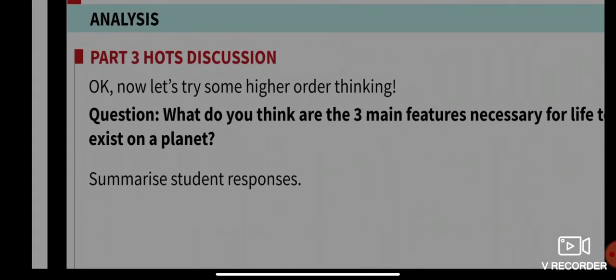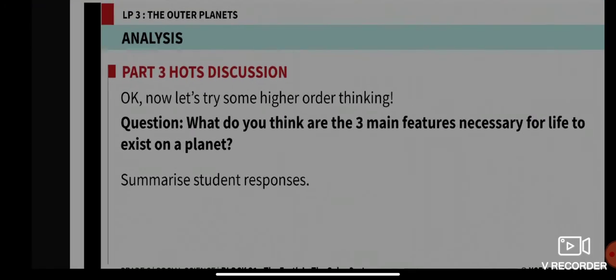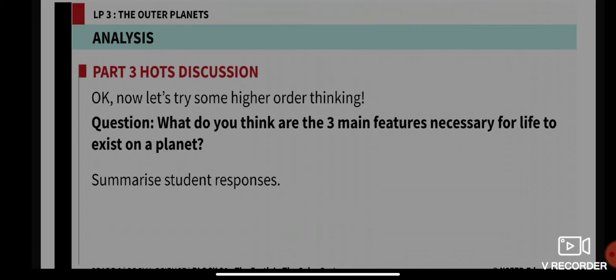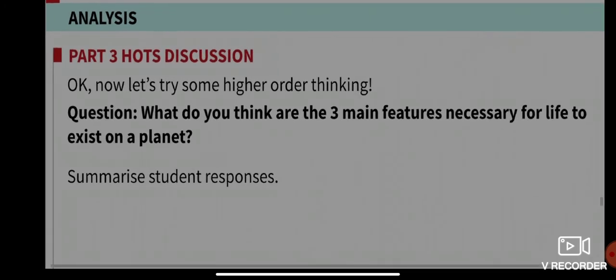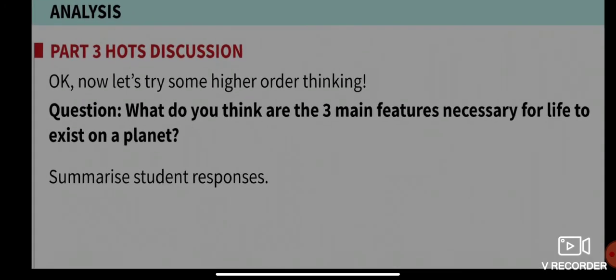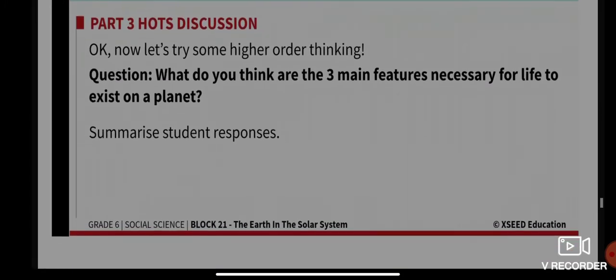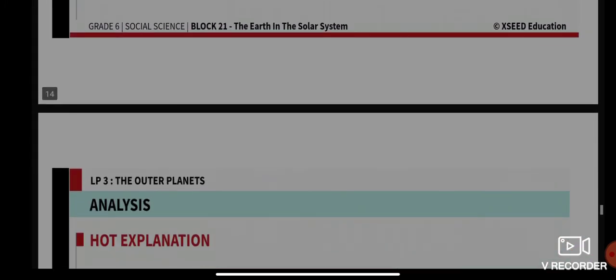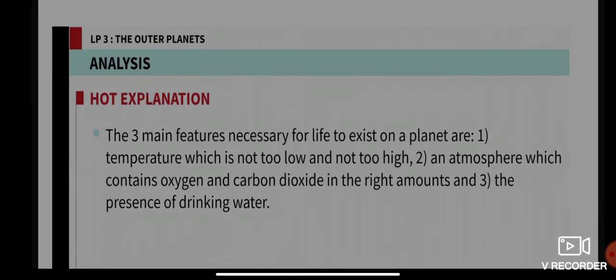Now comes the hot discussion, higher order thinking. What do you think are the three main features necessary for life to exist on a planet? Just imagine, we are living on Earth. What do you think are the three main features necessary for us to sustain ourselves and live on Earth? Very simple and very common things, as we experience daily. I hope you all know the answer. As I give you the answer, please listen carefully.